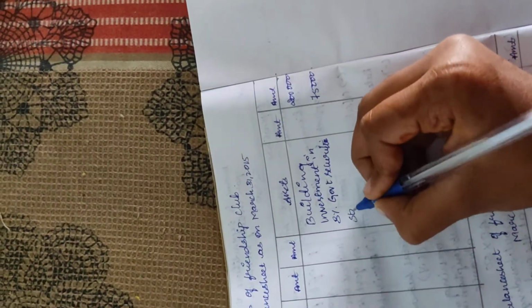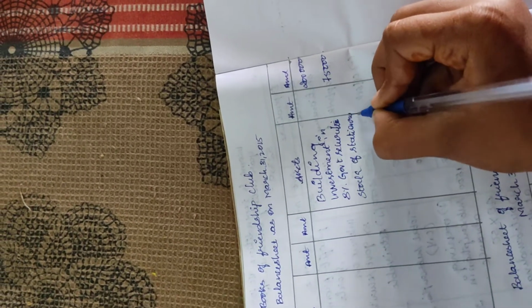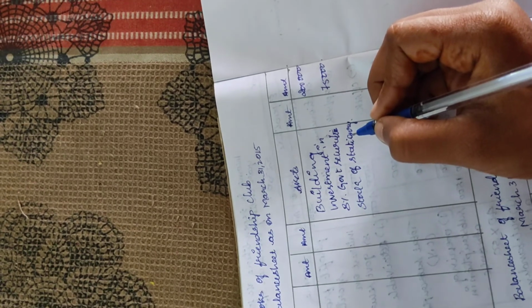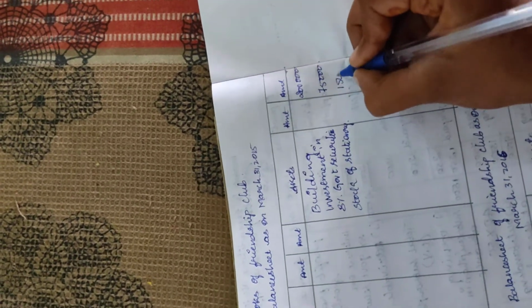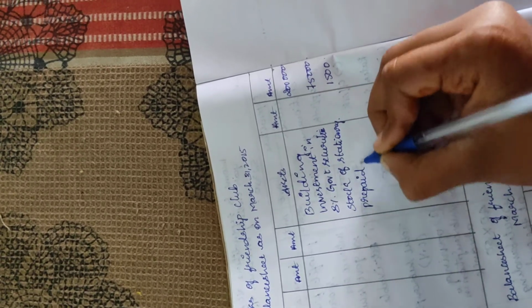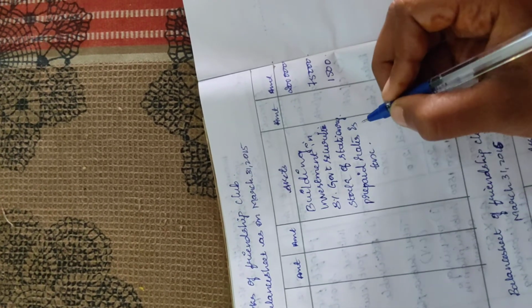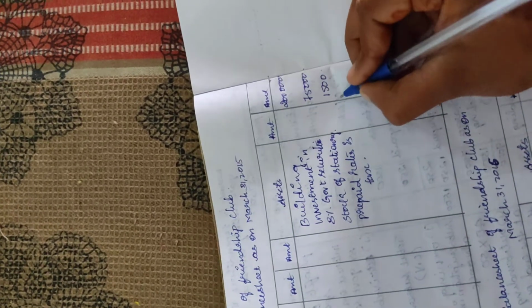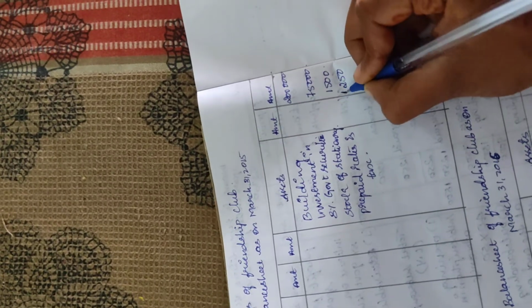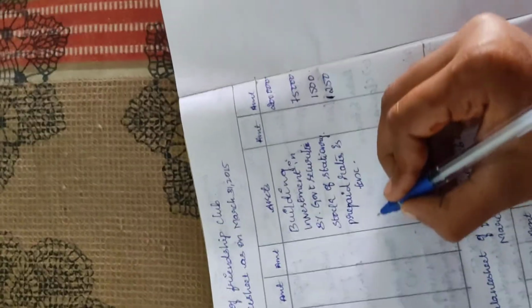Next, the stock of stationery. For 2015, they have given us 1,500. So we have done it. Next, the prepaid rates and taxes. Prepaid rates and taxes, that is for 15, that we have calculated, 1,250. Opening one. And the subscription outstanding.